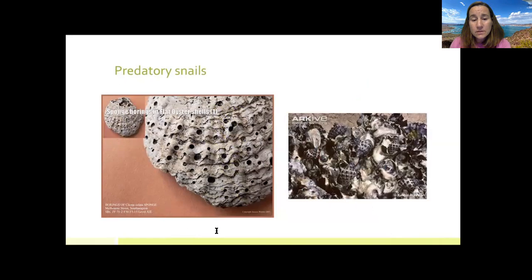Some of them are predators. Oyster borers are going to bore holes into the oyster, and then they are going to release their digestive enzymes and suck out the good stuff out of there. So these are showing oyster borer snails and all the holes left over when they attack.